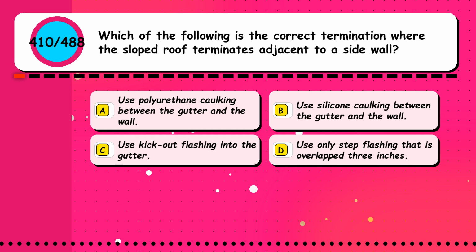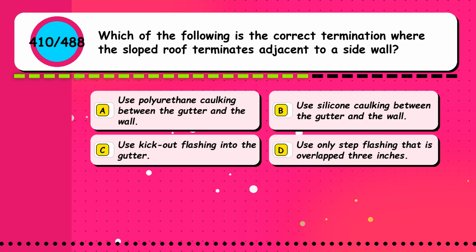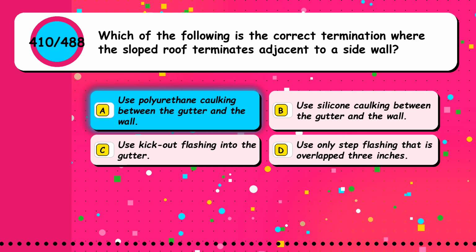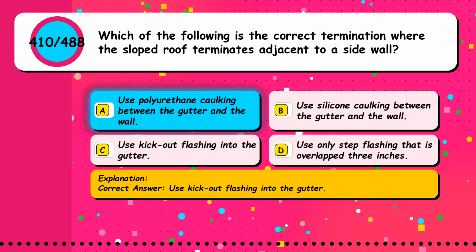Question 410. Which of the following is the correct termination where the sloped roof terminates adjacent to a side wall? Option A. Use polyurethane caulking between the gutter and the wall. Option B. Use silicone caulking between the gutter and the wall. Option C. Use kickout flashing into the gutter. Option D. Use only step flashing that is overlapped 3 inches. The correct answer is option C, use kickout flashing into the gutter.